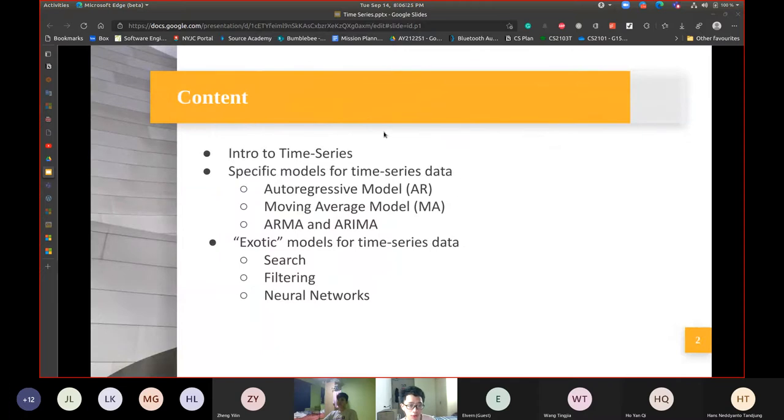More on what time series are, and the intuition behind some of the more common models. The more common models are autoregressive, moving average, and then ARMA and ARIMA. ARMA is a combination of autoregressive and moving average, as you can see from the acronym. Then we'll also talk about some more exotic models. They are exotic because they are not usually used, or maybe they are new to the time series field, but they share similar concepts. They are typically techniques from different fields that also apply to time series data.